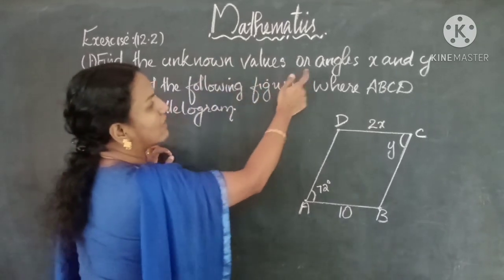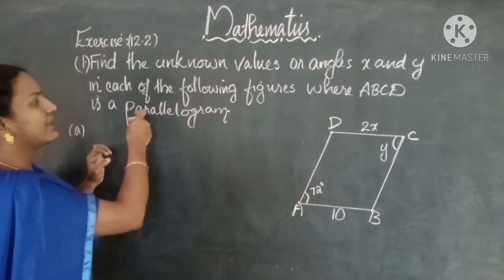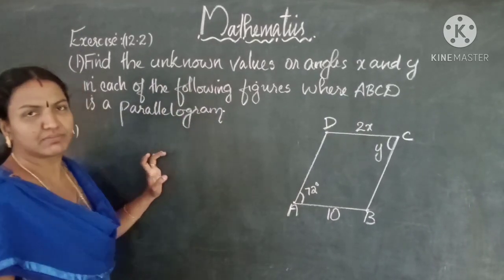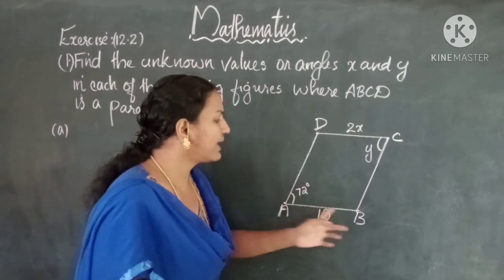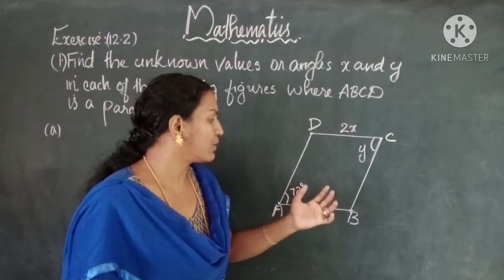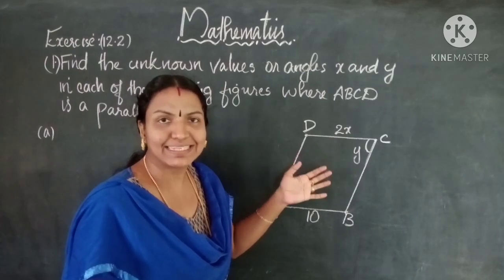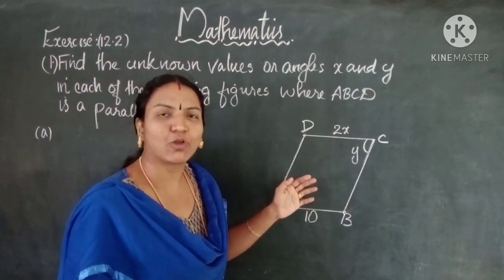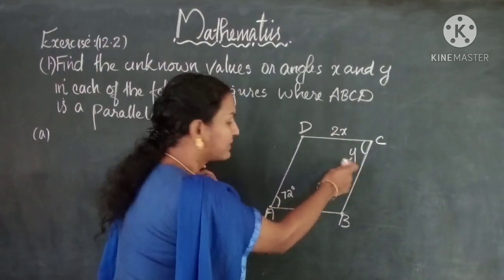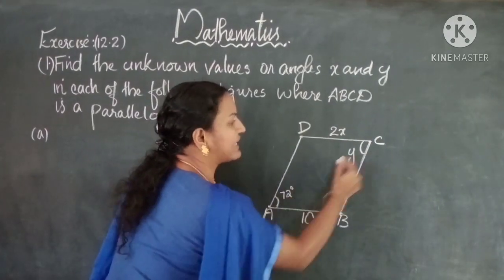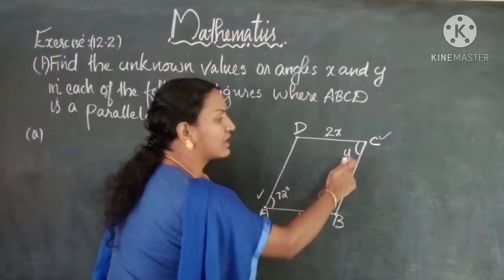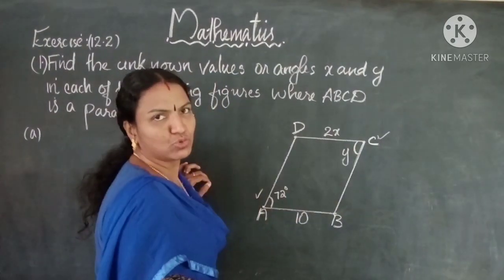Find the unknown values or angles x and y in each of the following figures where ABCD is a parallelogram. Option A, given ABCD is a parallelogram. So, by the properties of a parallelogram, the opposite sides are equal and parallel, and the opposite angles are equal. We have to find out the values of x and y. Here the opposite angles are angle A and angle C. So the opposite angles are equal. So 72 is equal to y. The value of y is 72.